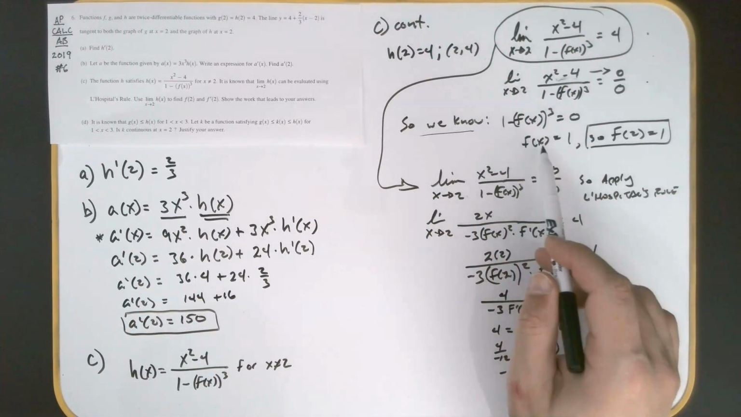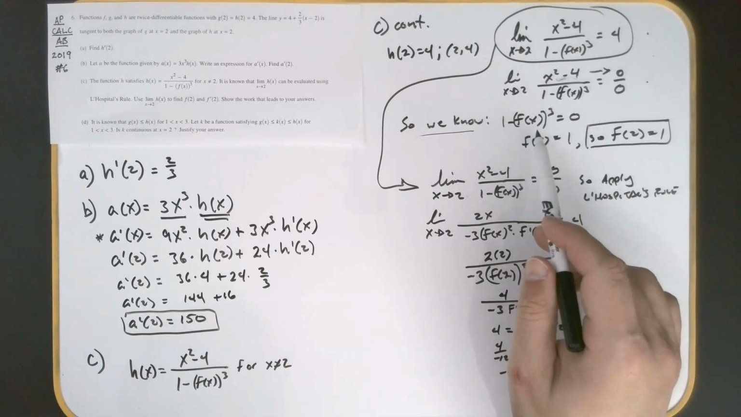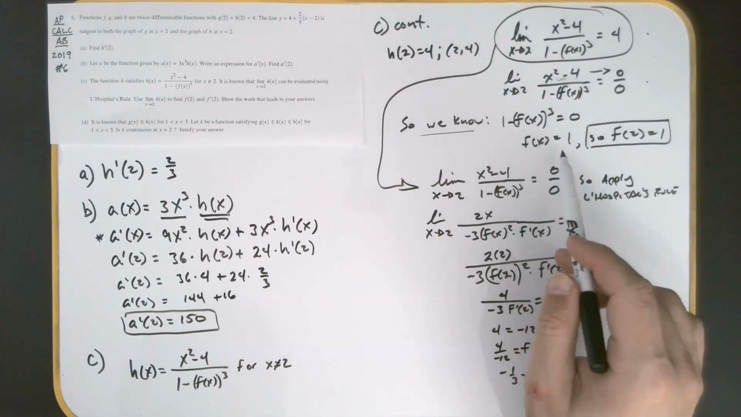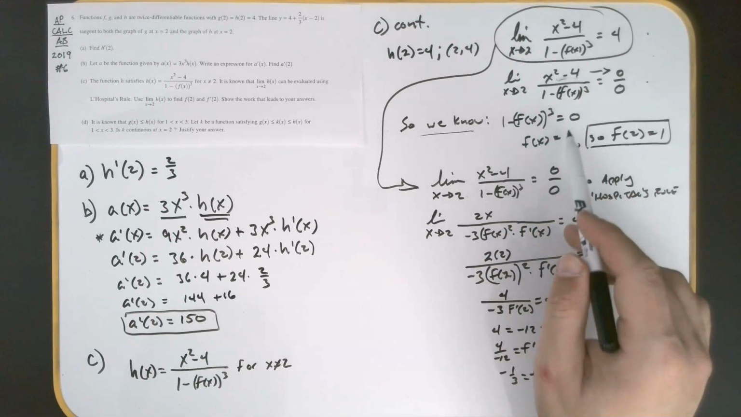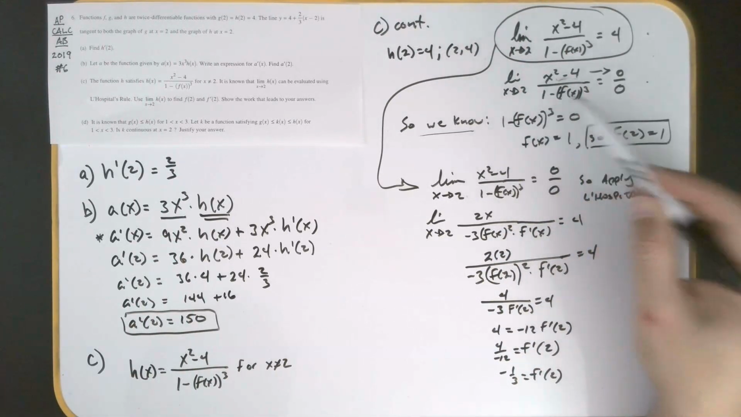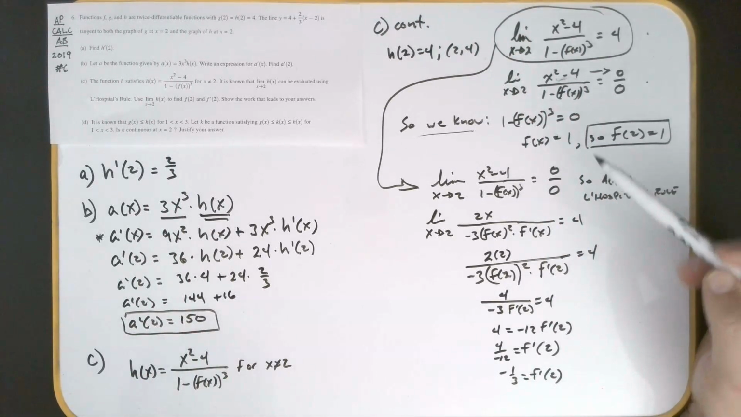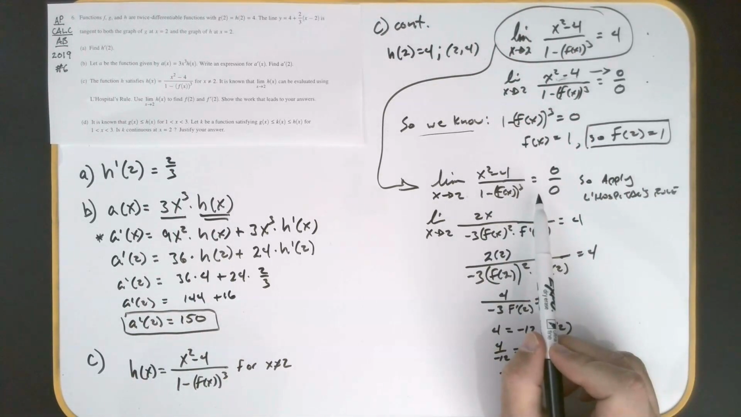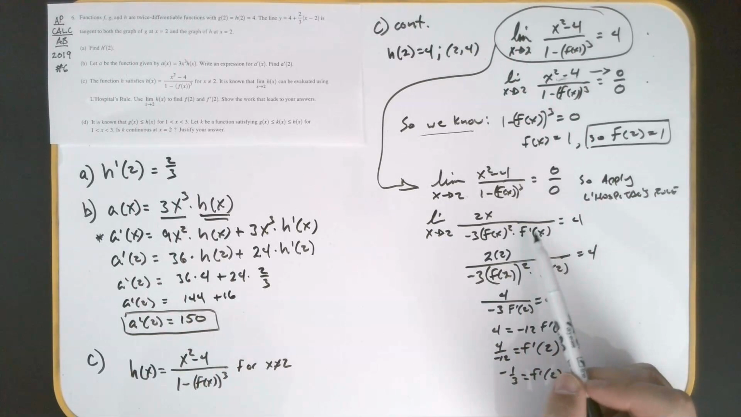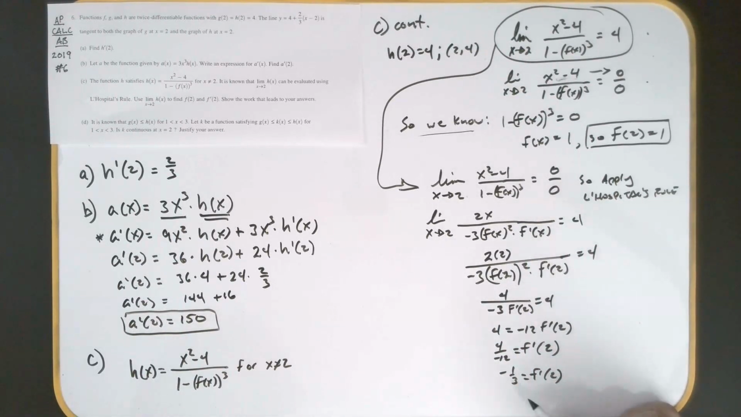Solve for f of x. When does f of x equal 1? The only way f of x would have to equal 1 to satisfy this is when x goes to 2. So f of 2 had to equal 1. Mission accomplished. Then we actually did L'Hopital's rule and set it equal to 4 that we knew, and we were able to isolate eventually f prime, and we got f prime equal to negative 1/3.